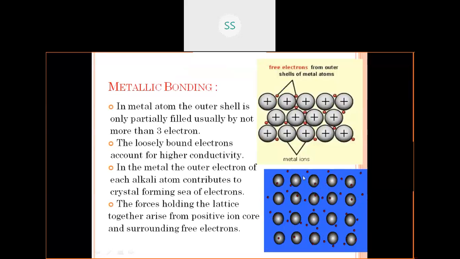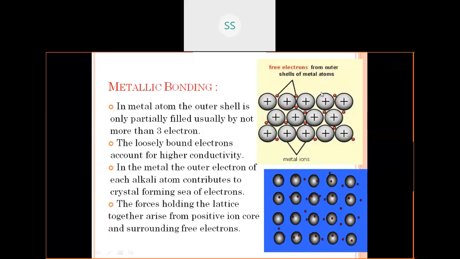Now going to one more type, that is metallic bonding. In metals, how is the bonding present? In a metal atom, the feature is that the outer shell is only partially filled. Usually not more than 3 electrons are found. This is what shows the metal ions, and these red color dots are nothing but free electrons from the outer shells of metal atoms.